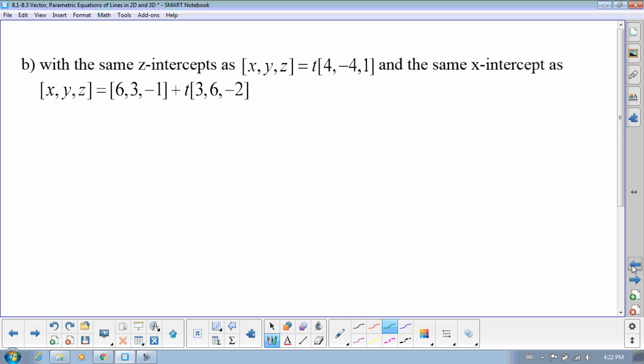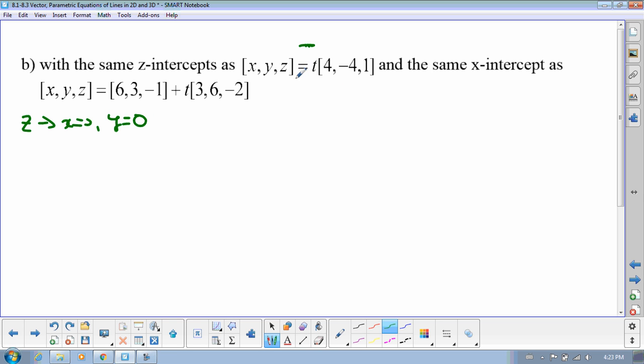Okay. This one here involves a little bit more work. So it says with the same z-intercepts as x, y, and z, given that first equation. You'll notice there's no position vector in this first equation right here. That means that the point (0, 0, 0) is on there. So the z-intercept. If I was asking you to figure out an x-intercept in grade 9, you substitute y equals 0. We're going to do the same thing. So for the z-intercept, x equals 0 and y equals 0.